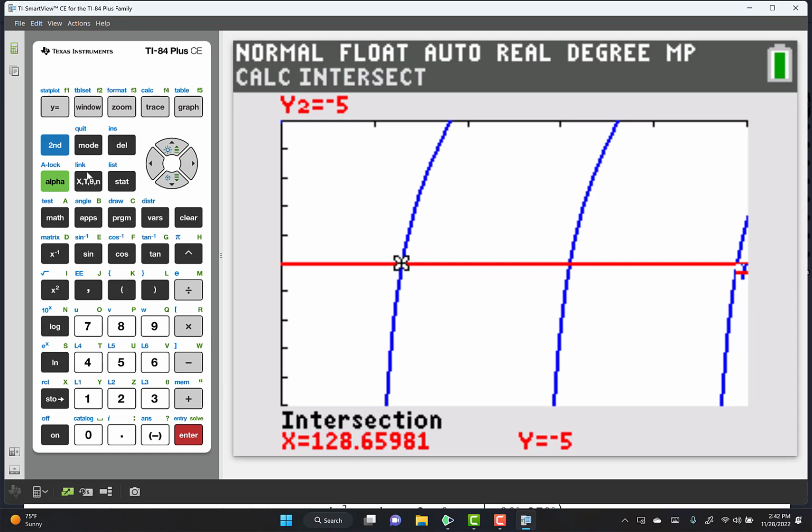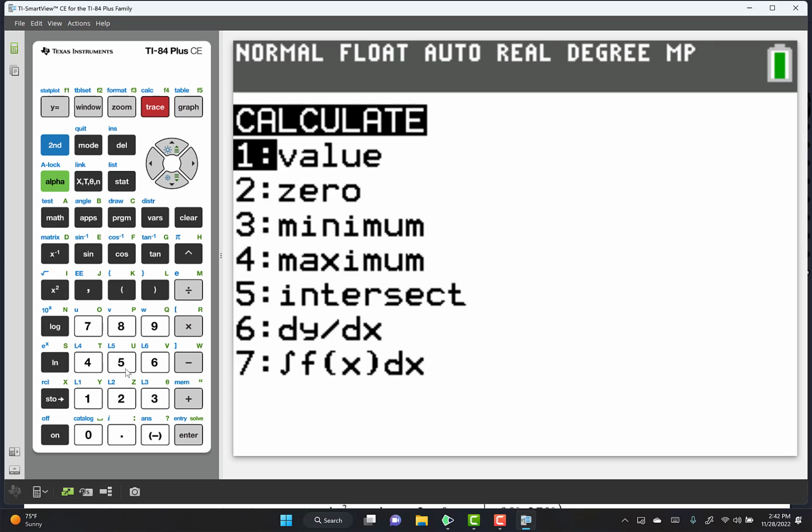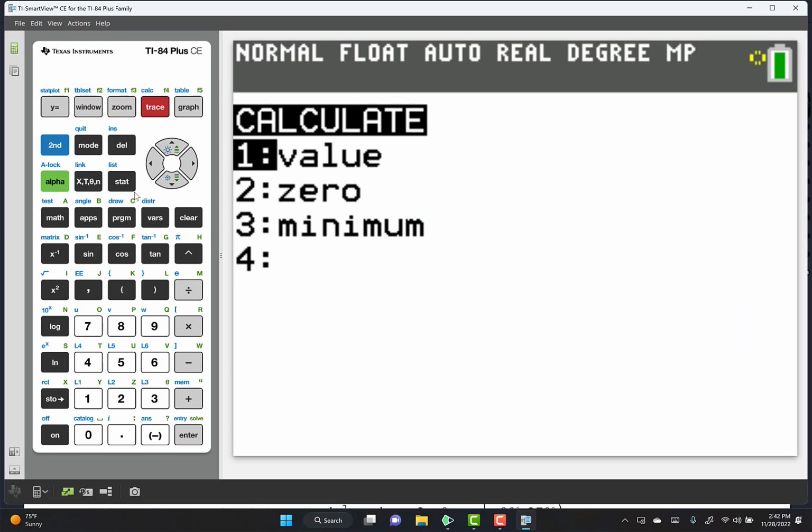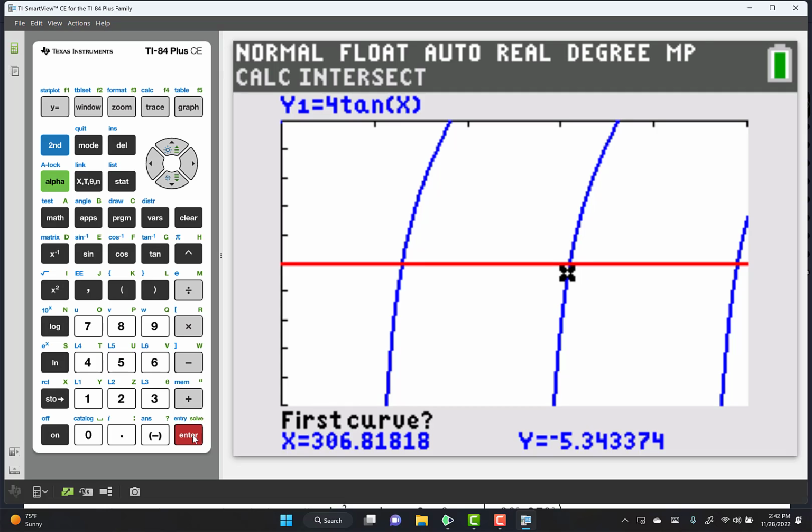I'm doing the same thing again, guys. Second, calculate, number 5. Enter, enter. And I'm just going to hover over the second one that I want. And I'm going to push enter. So, bam. 308.6598. See? Let's do it one more time. Second, calculate, number 5. Enter, enter. And then hover over it. And bam. Look at that. See? Cool, right?